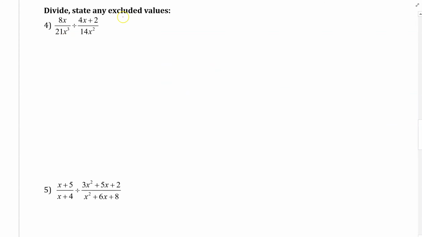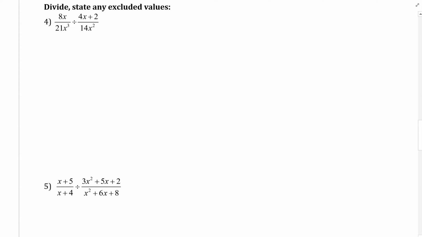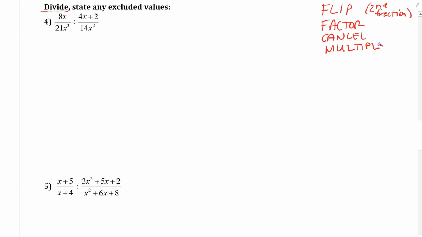So in example 4, we have division now, right? Example 4, we're moving to dividing. So the steps we're going to follow will first involve flipping, right? Flip the second fraction, put that in parentheses. We flip the second fraction, we factor, we cancel, and then we multiply together any remaining factors. So flip, factor, cancel, multiply.